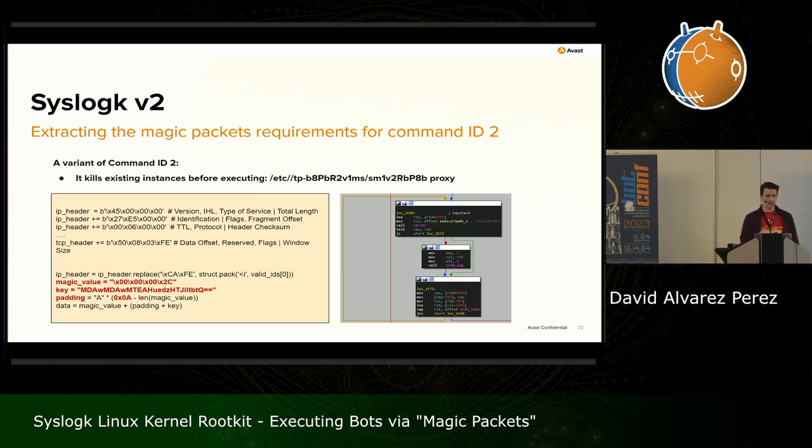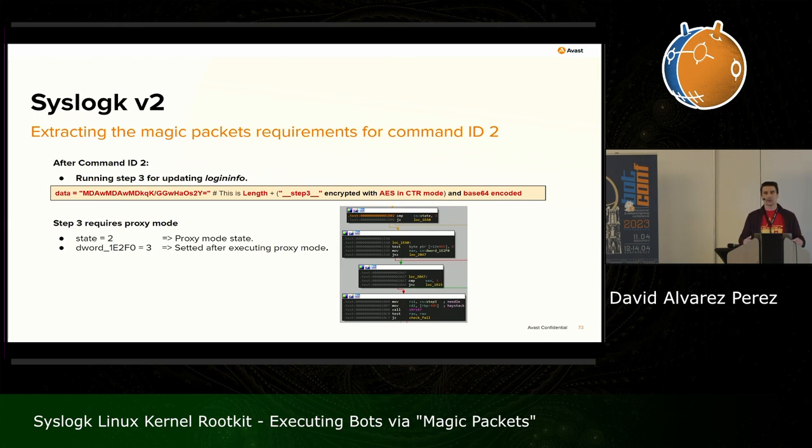And there is also a variant of command ID2 that again allows running the proxy mode, but killing previous instances. It again consists of sending the magic value 00000 to C. Of course, it is possible to update the login information when the attacker gets logged in with the rootkit. It is also possible to update those values using this other command, step three, encrypted with AES in counter mode, prepending the length, and finally encoding it with base64. It checks that the state is two, I mean running in proxy mode, and this is just after running the proxy mode, because of the variable three that indicates that the proxy mode was executed successfully.